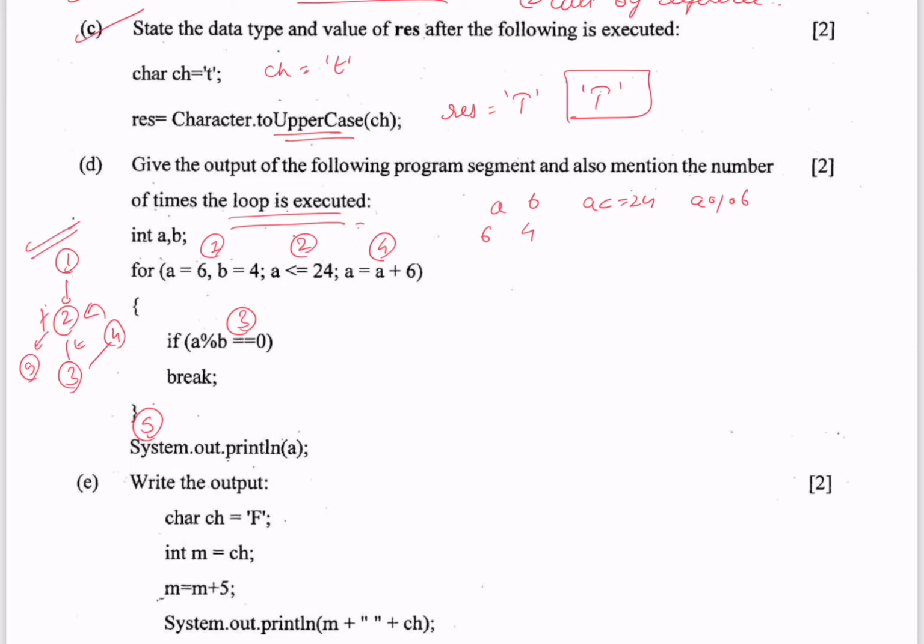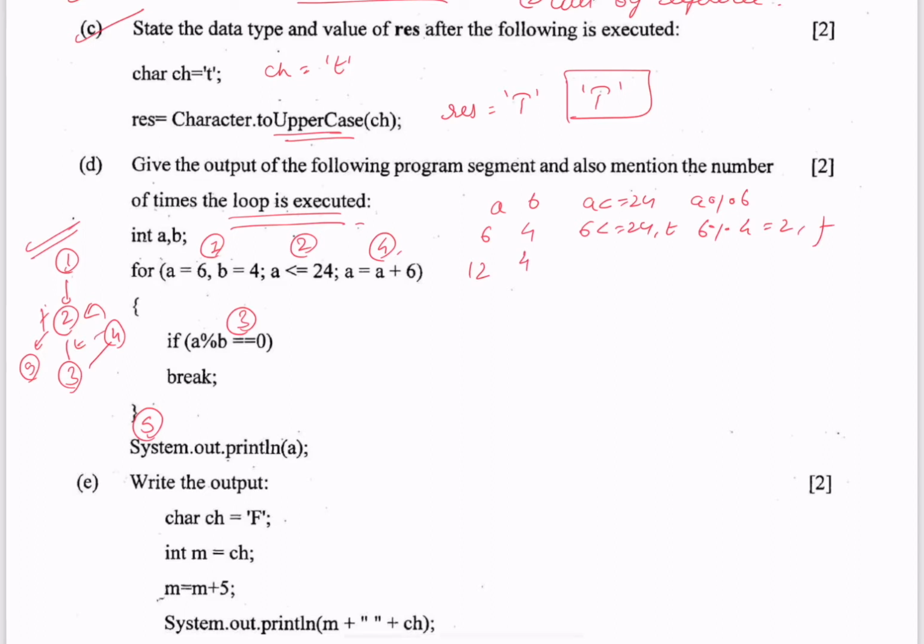So after 1 it goes to 2, so it checks the condition. a is less than or equal to 24. So 6 is less than or equal to 24 is true. Control goes inside the for loop. a % b is 6 % 4, which equals 2, which is not equal to 0. So the loop does not break. We go to 4. At 4, a is incremented. a equals a plus 6, so this becomes 12. b stays the same.